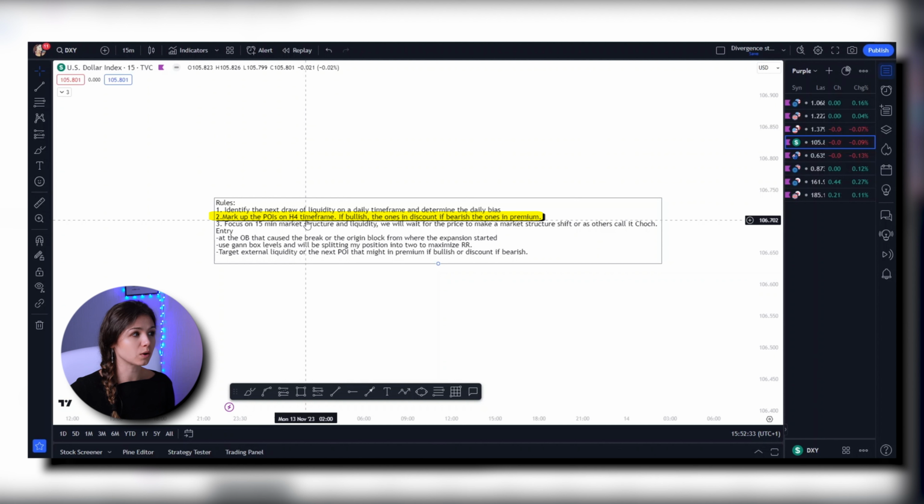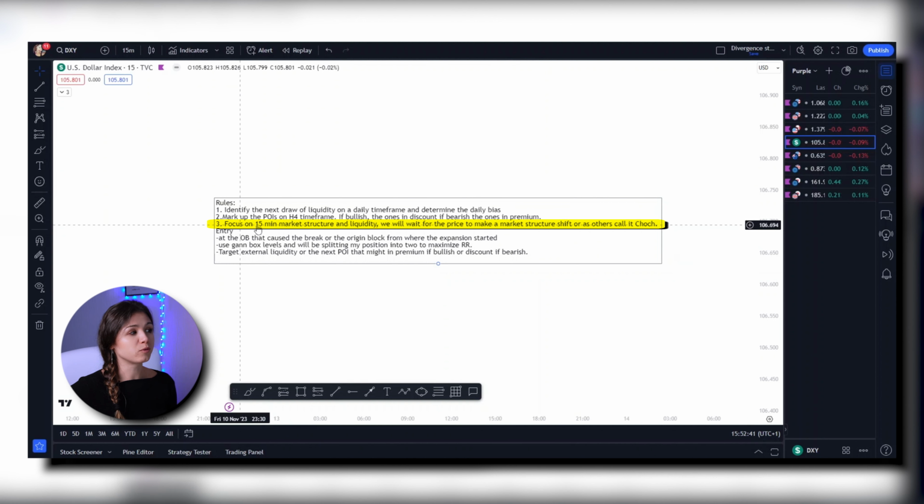So here are the rules of the strategy. And just to be clear, I won't be focusing on kill zones. First, you should identify the next draw of liquidity on a daily time frame and determine the daily bias. Second, you should mark up the points of interest on the 4-hour time frame, if bullish, the ones in discount, and if bearish, the ones in premium.